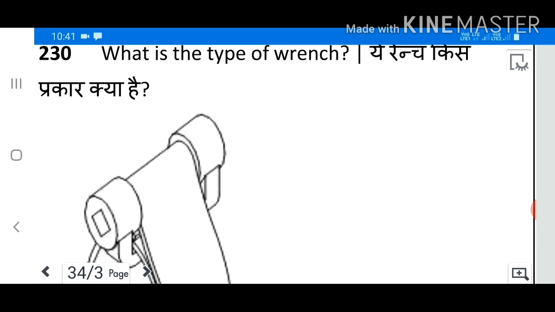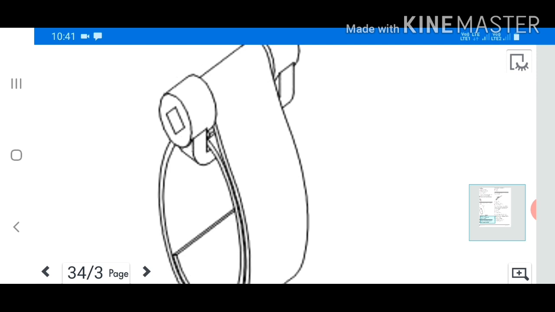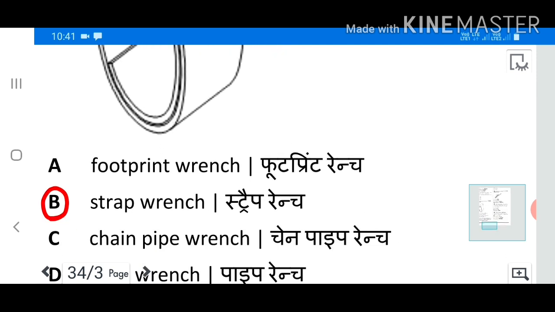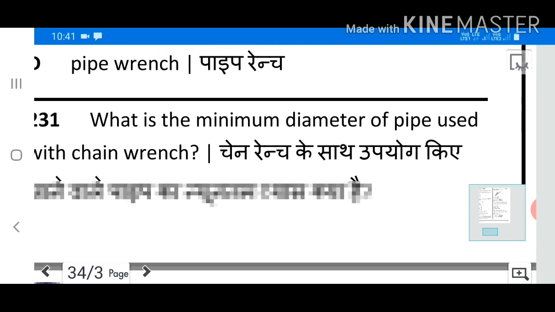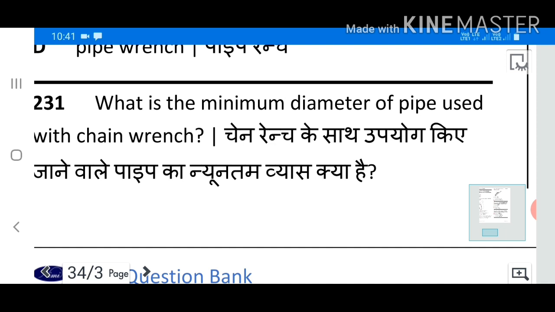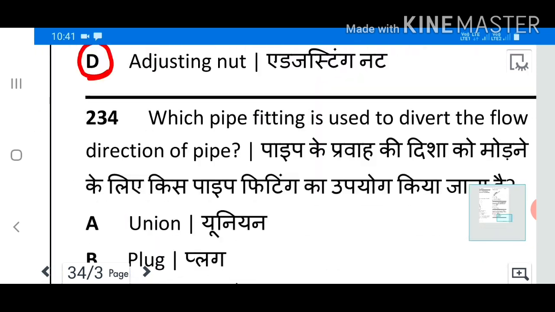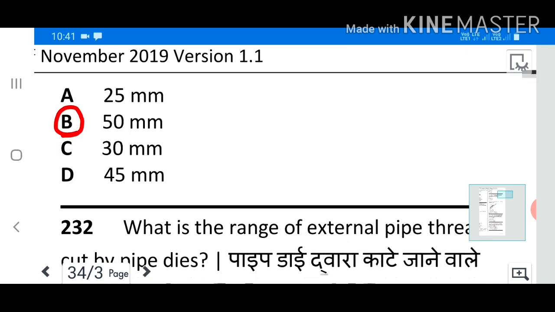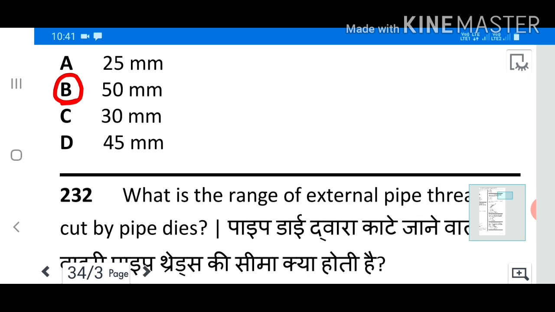230. What is the type of wrench? Answer B. Strap wrench. 231. What is the minimum diameter of pipe used with chain wrench? Answer B. 50 millimeter.